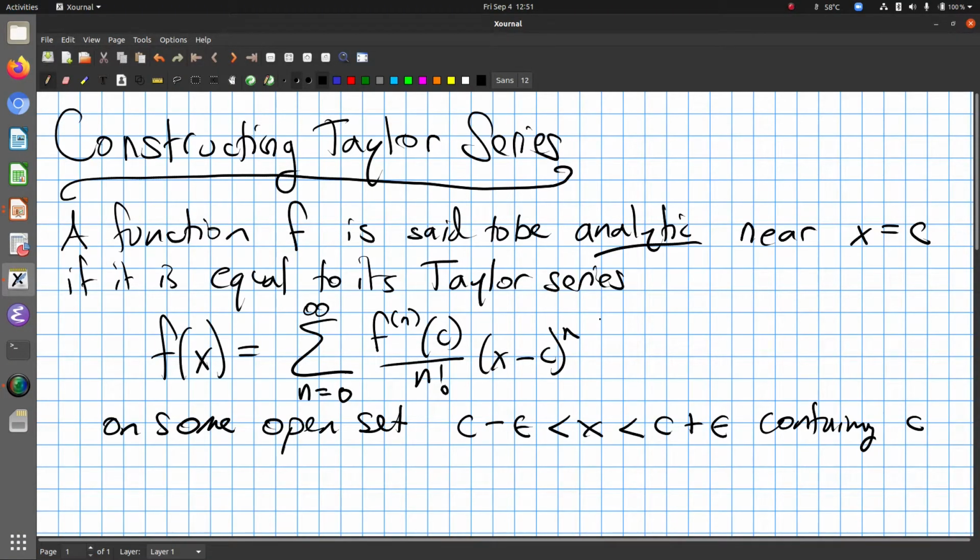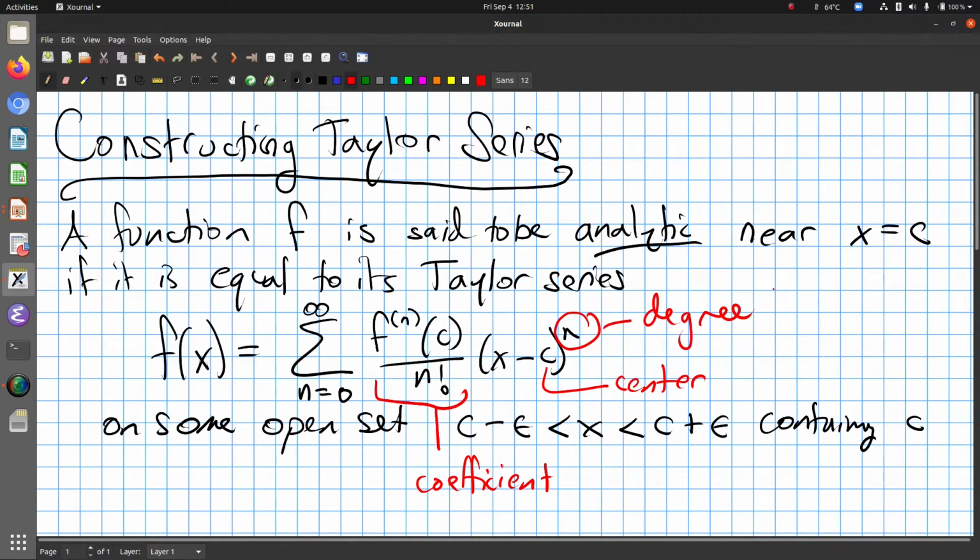A function f is said to be analytic near x equals c, some point in f's domain, if it is equal to its Taylor series on some open set that contains c, the center. We usually call c the center of the Taylor series, and we call this the coefficient for each term in our Taylor series. And of course the n works like a degree of a polynomial, so we'll call this the degree.